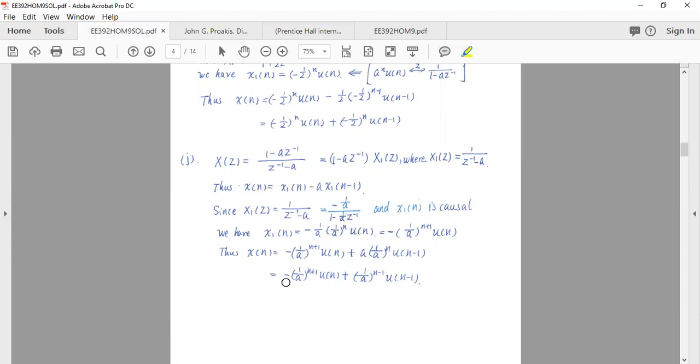So x of n is basically equal to -1 upon a to the power of n plus 1 multiplied by u of n plus 1 upon a to the power of n minus 1 u of n minus 1. So you can see there's a trend. Whenever you have a u of n or u of n minus 1 or n minus 2, whatever variable we have, as long as we have a u of n, as it is, delayed by some particular unit, it is a causal signal, right?